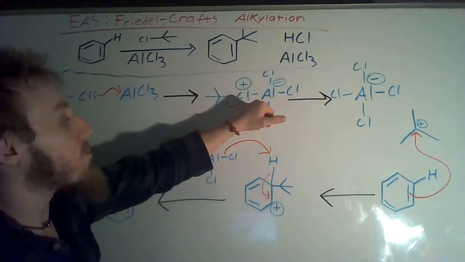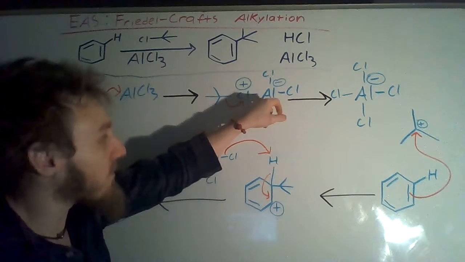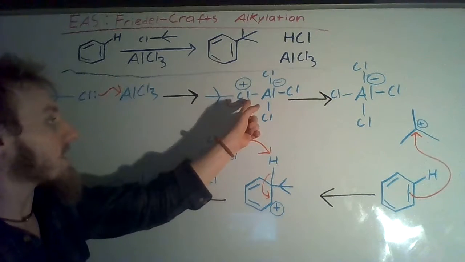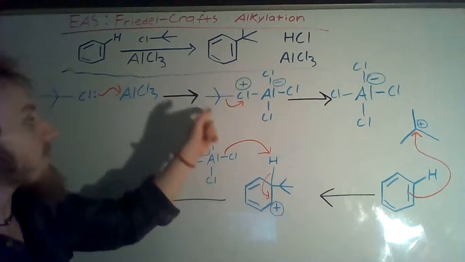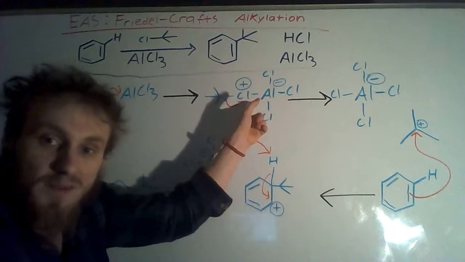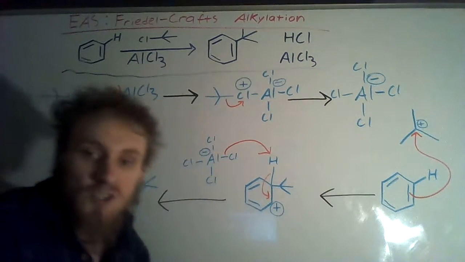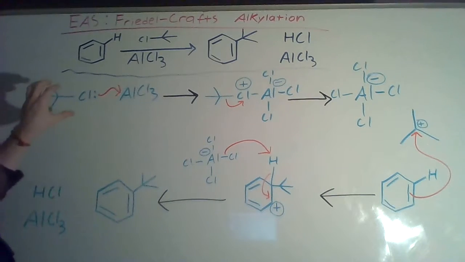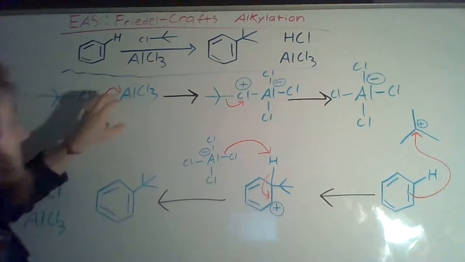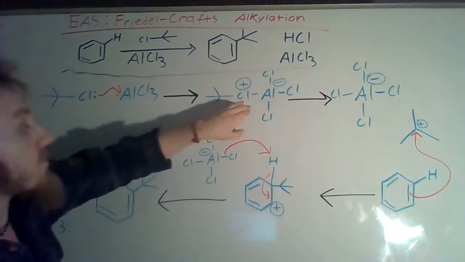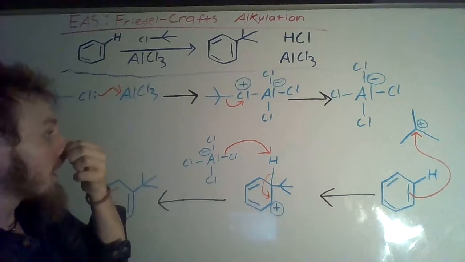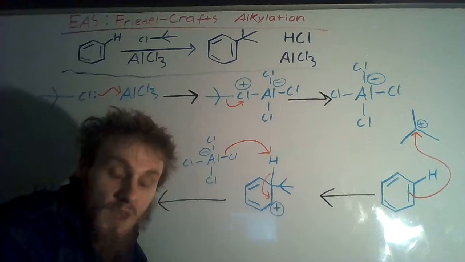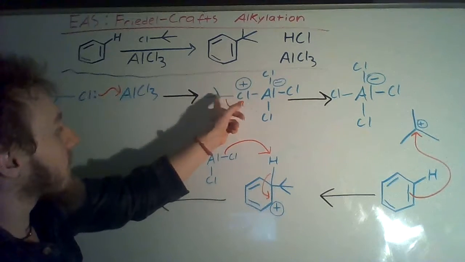Notice that this central aluminum atom now has a formal negative charge associated with it. Similarly, the chlorine atom with the alkyl group attached, this chlorine atom now has a positive charge associated with it. All right, so in the first step, the Lewis base reacts with the Lewis acid to give us a Lewis acid-base complex. Now, in this next step, this is actually how we're going to generate our electrophile. Take a look at this bond right here.